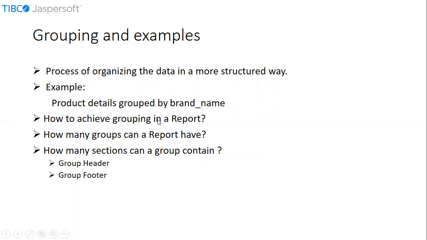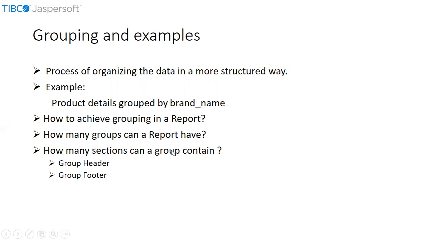How to achieve grouping in a report, especially in Jaspersoft? In a Jaspersoft report, grouping can be achieved by creating group bands. How many groups can a report have? In Jaspersoft reports, a report can contain 0 groups or more than 0 groups.